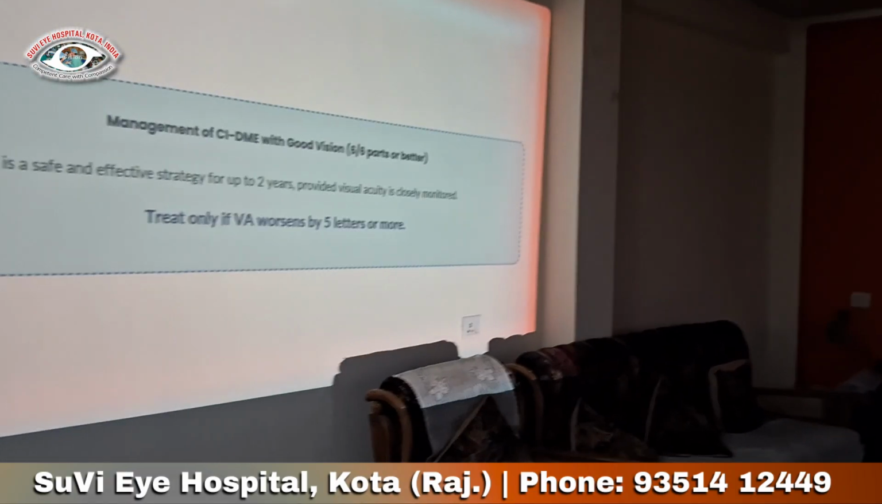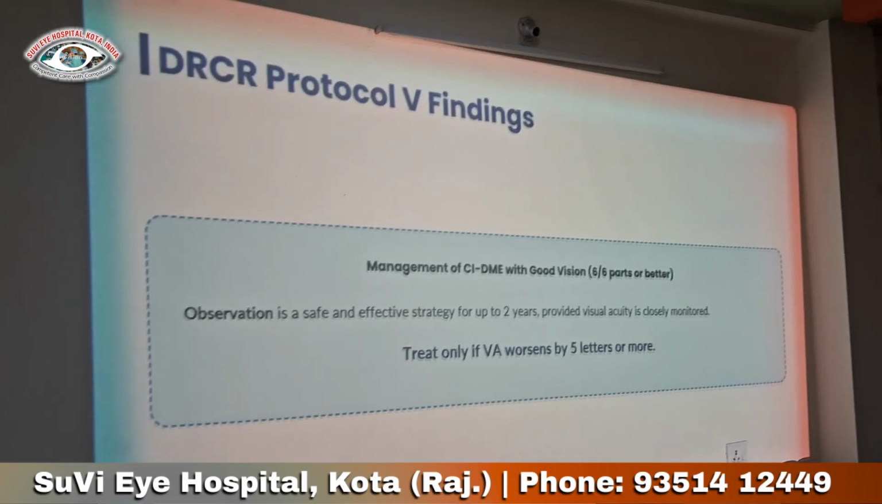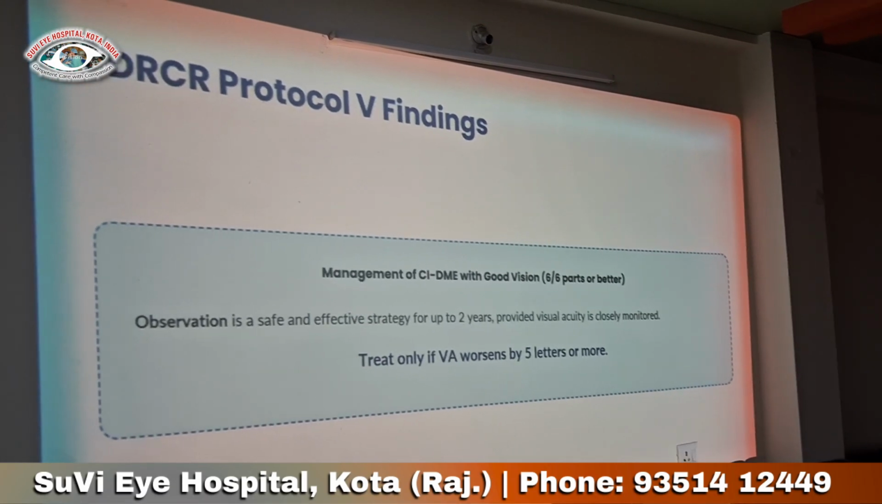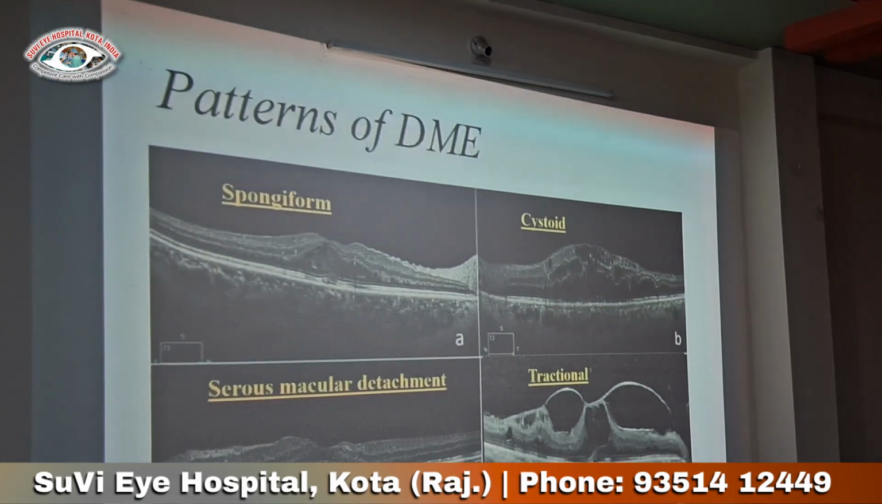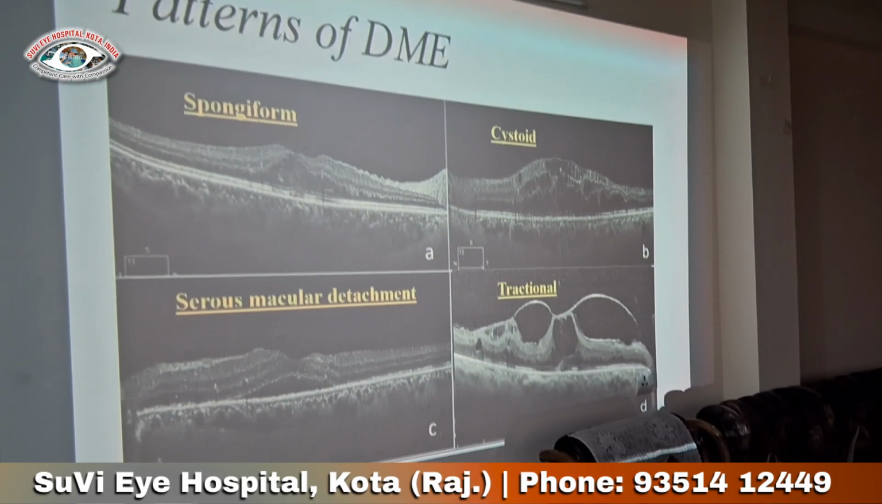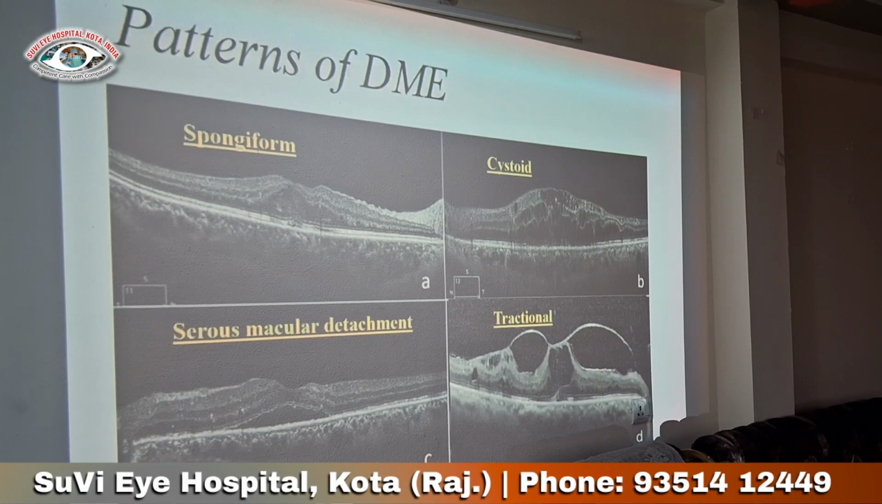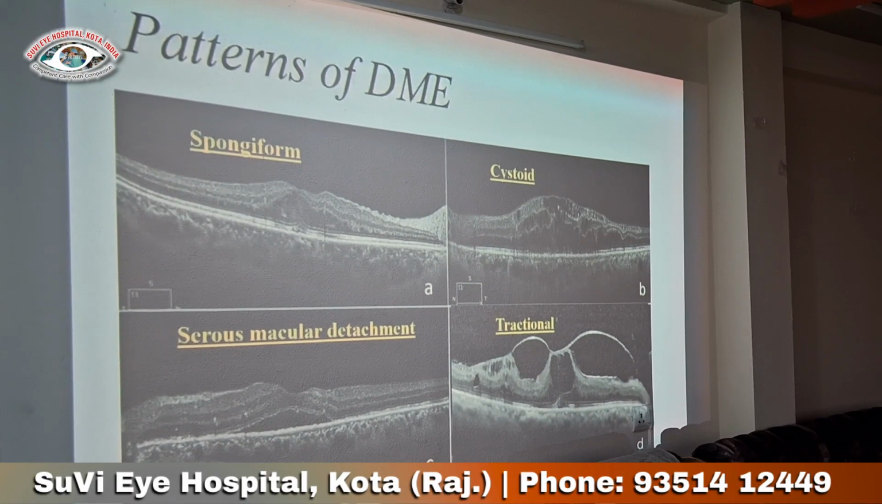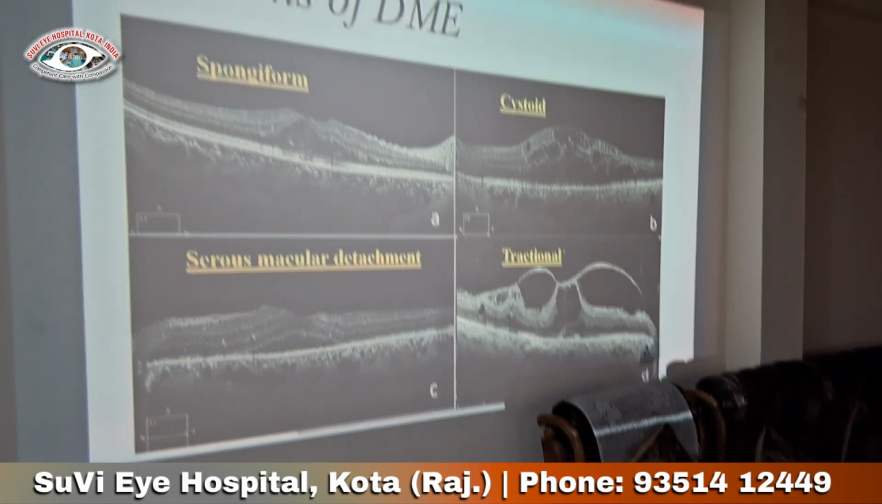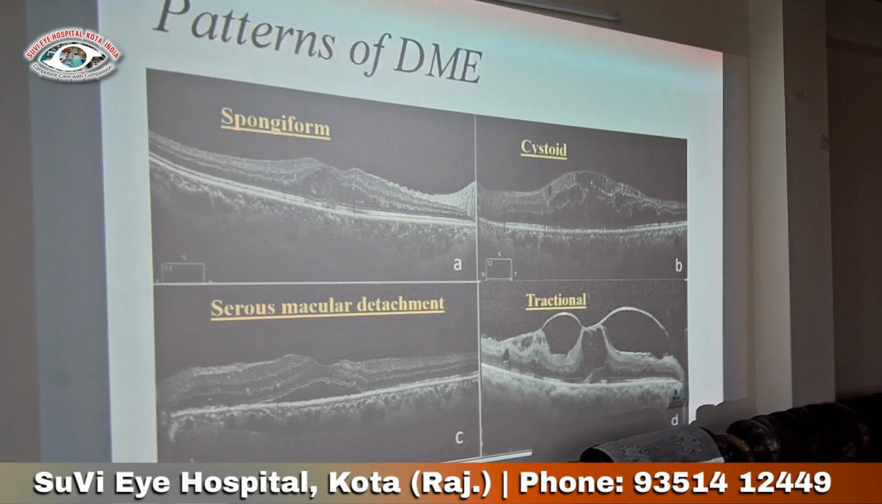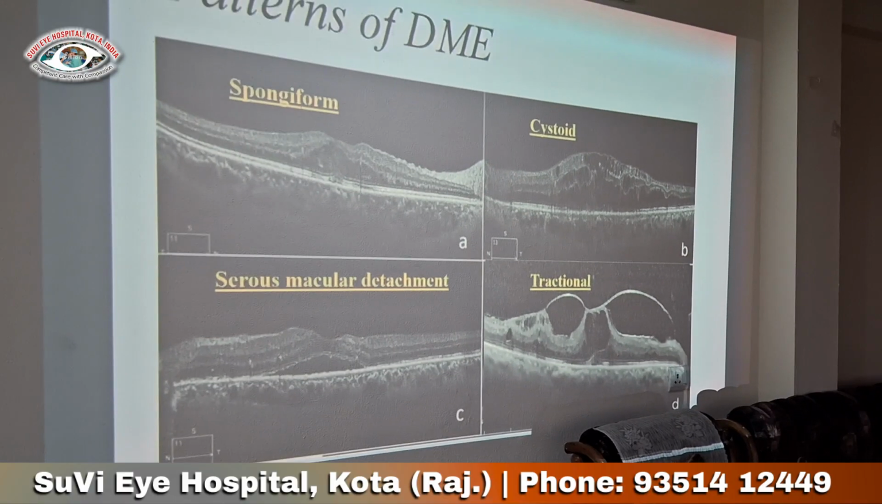So this is the protocol we were talking about. Management of cyst-involving DME with good vision: observation is a safe and effective strategy. Now what are the patterns of DME? On OCT-based classification of diabetic macular edema, there is spongiform, cystoid, neurosensory detachment and tractional DME.